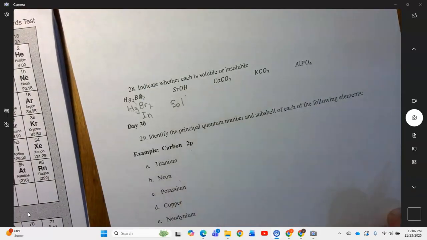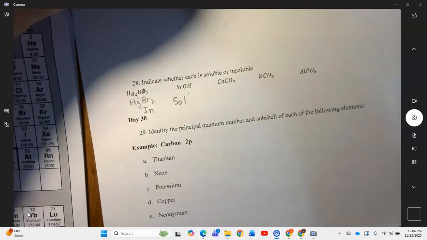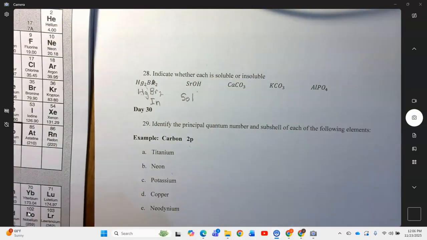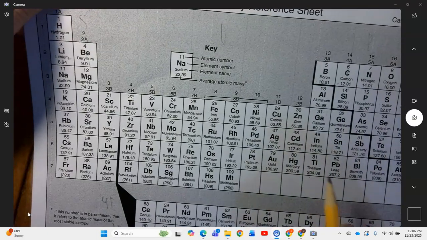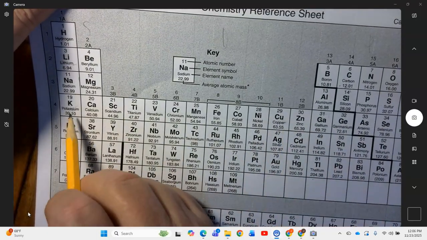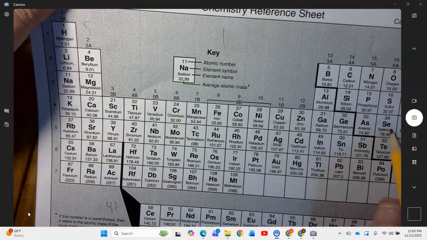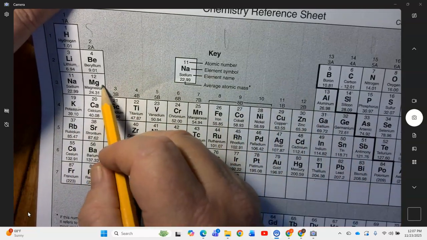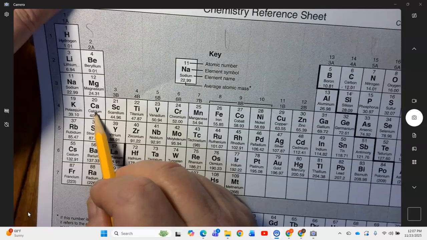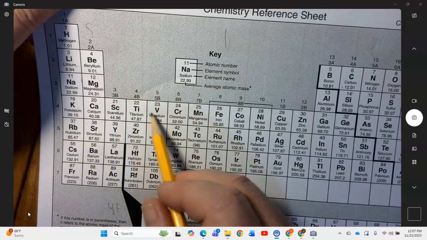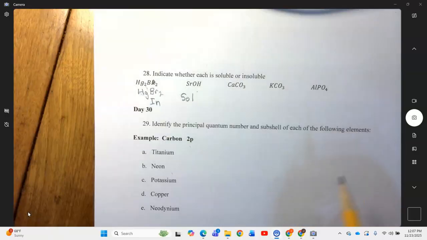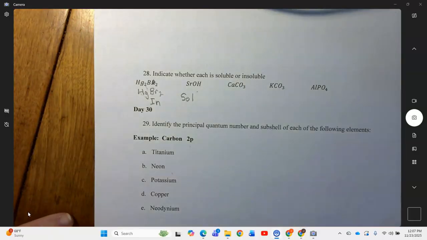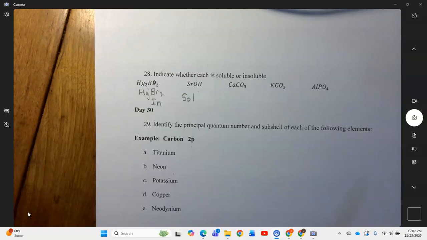Okay. And I'll do one more. Copper. Copper is here, and it's in the 4th row, but it's in the 3D. Remember, the 3D is 1 row below its number. So it's actually in the 3, and this is the D subshell right there. So copper is 3D. All right, so you go ahead and do the last 2, potassium and neodymium.